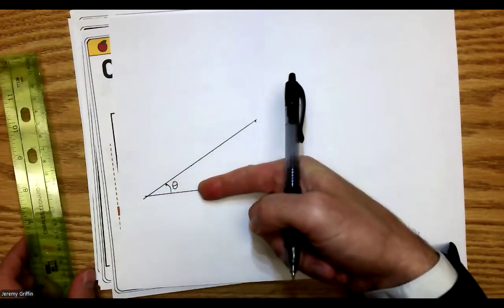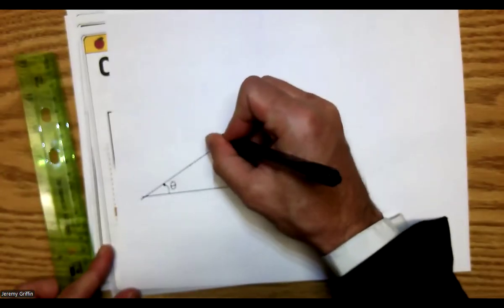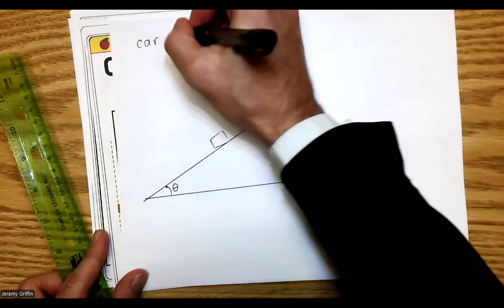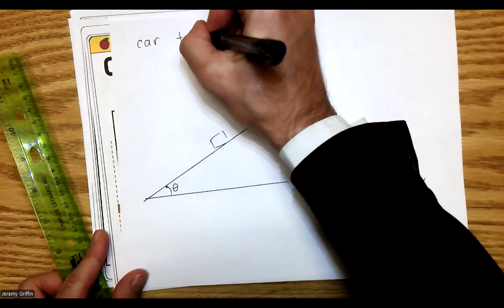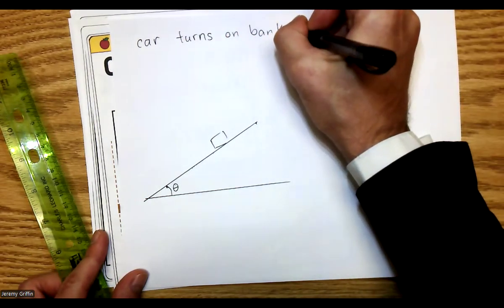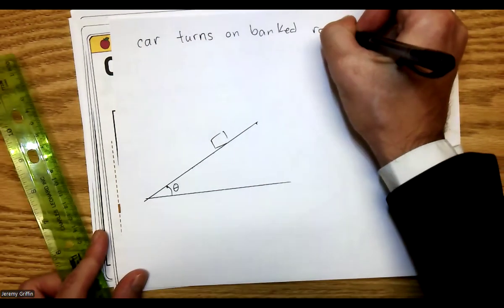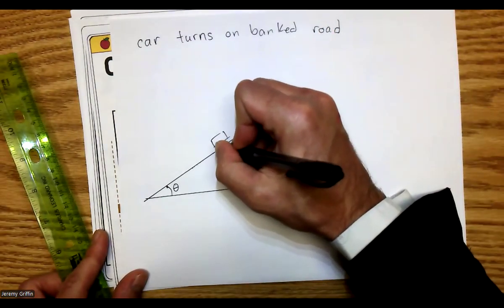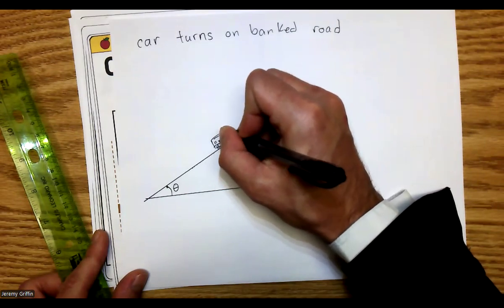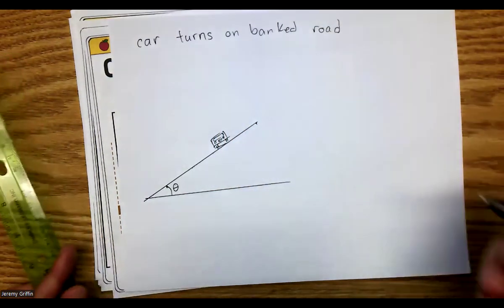Let's throw in some angle theta. Okay, some angle theta. Let's draw a car right here. Maybe we should throw a title on this. Let's say car turns on banked road. Okay, there's a title for your notes. Okay, draw a car here. It's got some wheels. Draw a little license plate, some tail lights. Draw a rear view window. Okay, so we got that.